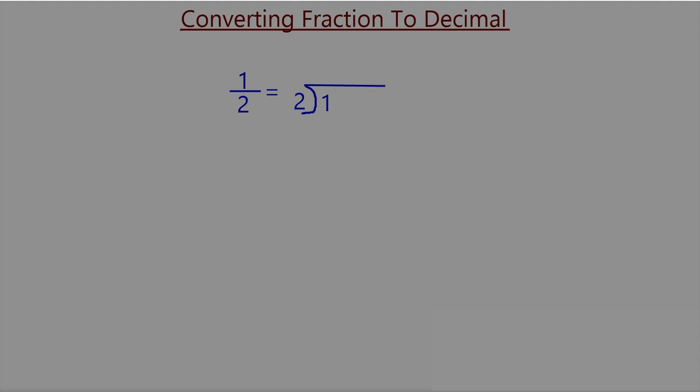Dividing 1 into 2, we can't. We place a 0 and a point after. The point is for the decimal values. We now need to make the numerator larger than the 2, so we place a 0 after 1. It becomes 10. 10 divided by 2 gives 5. Multiplying 5 by 2, we get 10. 10 minus 10 gives 0. So the fraction 1 over 2, when written as a decimal, is equal to 0.5.